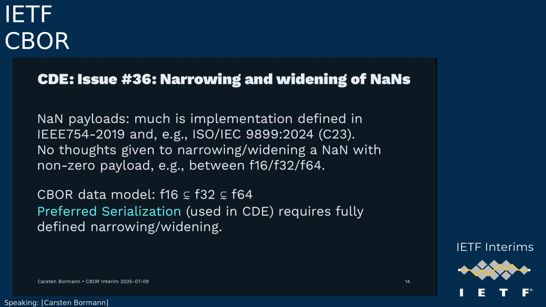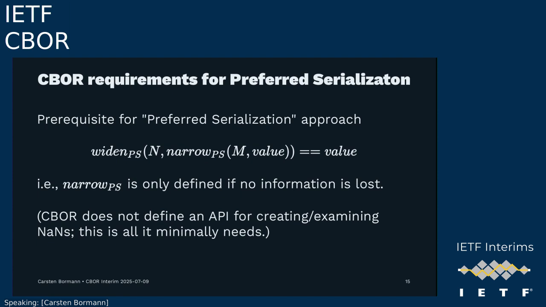Yeah, just as a reminder, NaNs can have payloads. Much in the existing standards is implementation defined. We have a CBOR data model that treats the F16 as a subset of F32 and that as a strict subset of F64. And we have preferred serialization, which requires us to define how we are going to handle narrowing and widening of these values. So that's the background. We essentially have to make sure this relation here holds true. But we are really out of time.